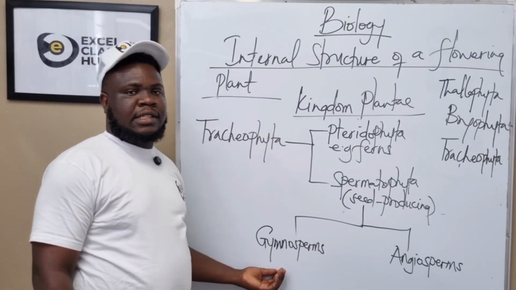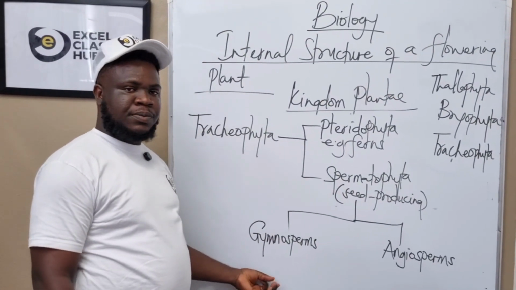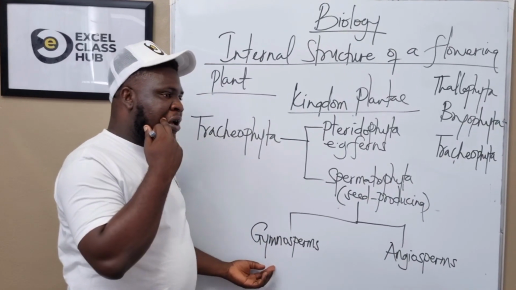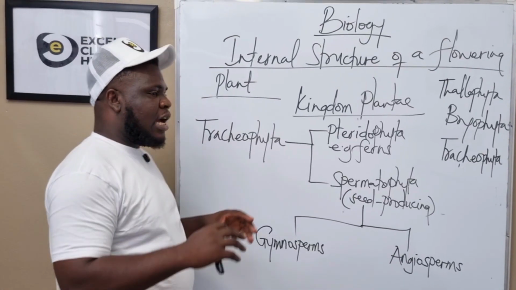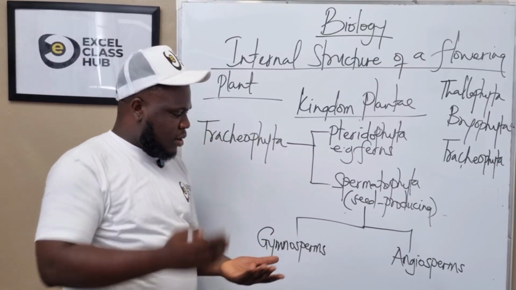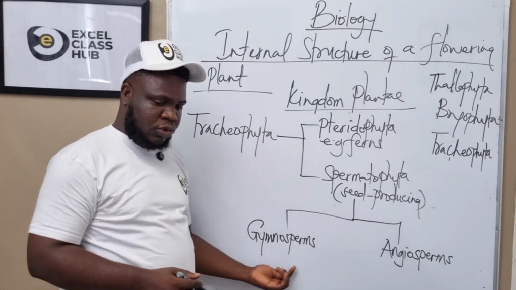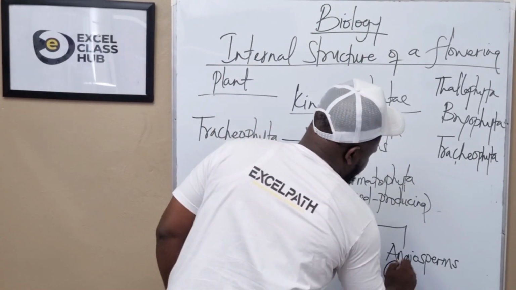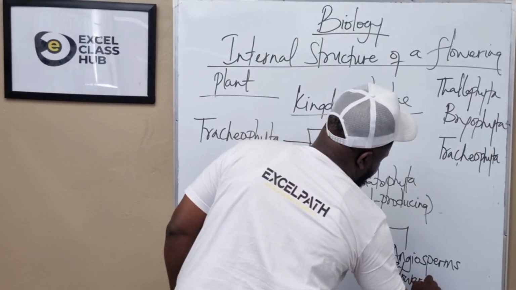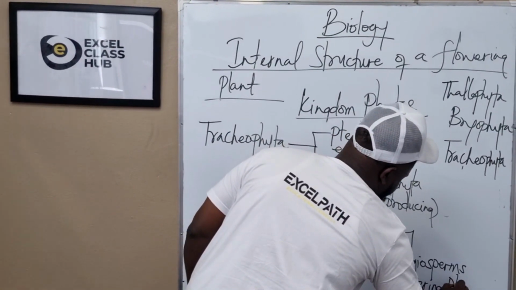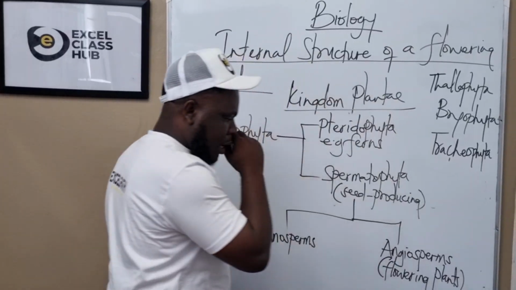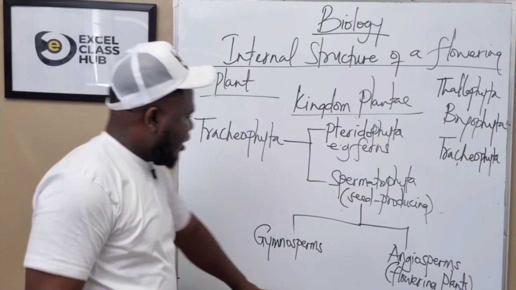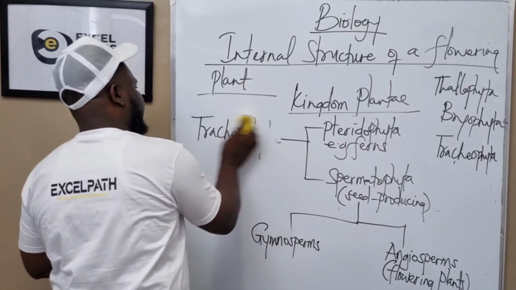Gymnosperms are plants that have naked seeds, usually borne on special structures called cones. However, angiosperms are otherwise known as flowering plants, and that is exactly where we are going. Flowering plants are our major concern.